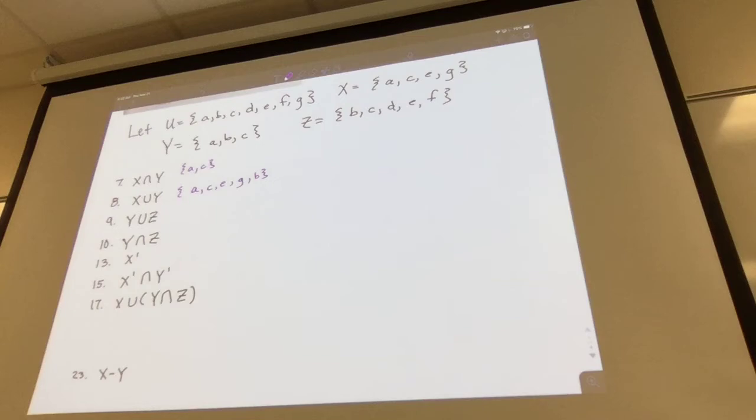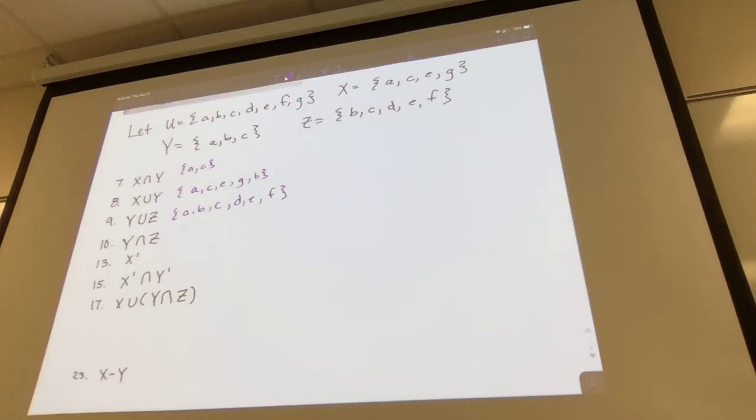Okay, so let's look at what we got for Y union Z. Y union means include everything in Y, A, B, C, and also Z. So we have B, we have C already in there. We need what, D, E, and F?